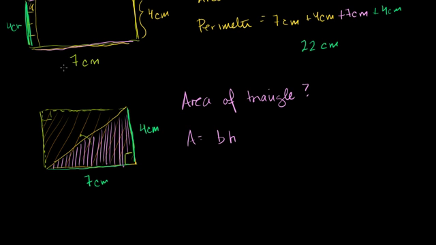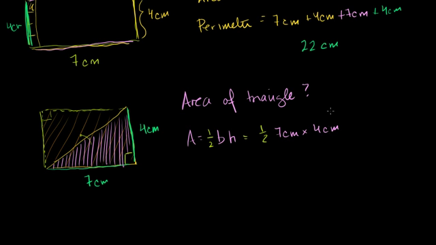Now this, so far, base times height is the area of a rectangle. So in order to get the area of the triangle, you're going to multiply that times 1/2. So 1/2 base times height. So in our example, it's going to be 1/2 times 7 centimeters times 4 centimeters.